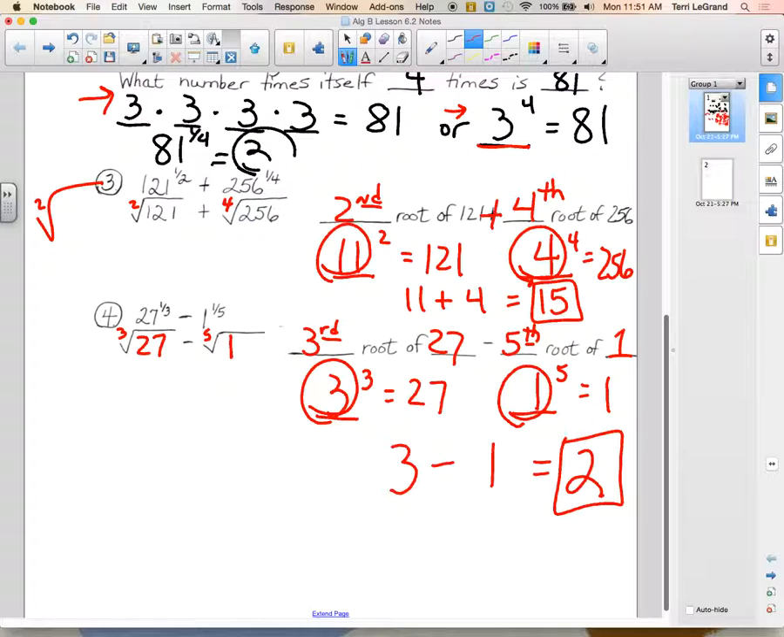Again, if we would put it in our calculator as 27 taken to the 1/3 power, we'd press the subtraction key. We put in 1 taken to the 1/5 power. Our final answer should end up 2. So any questions? These last 2 problems, we were not only evaluating what a power is with a rational exponent, but then also doing an operation. Number 3, we were doing addition, and then in number 4, we were doing subtraction.